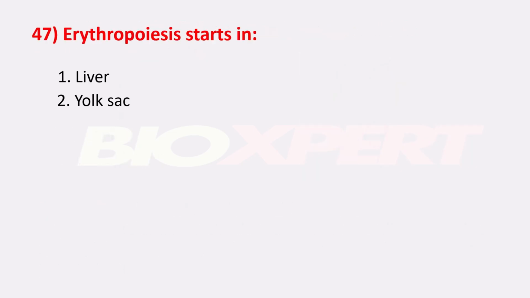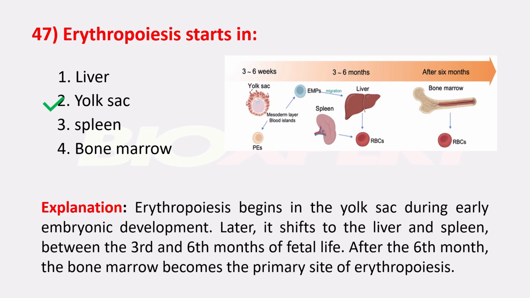Erythropoiesis starts in yolk sac. Erythropoiesis begins in the yolk sac during early embryonic development. Later, it shifts to the liver and spleen between the 3rd and 6th months of fetal life. After the 6th month, the bone marrow becomes the primary site of erythropoiesis.